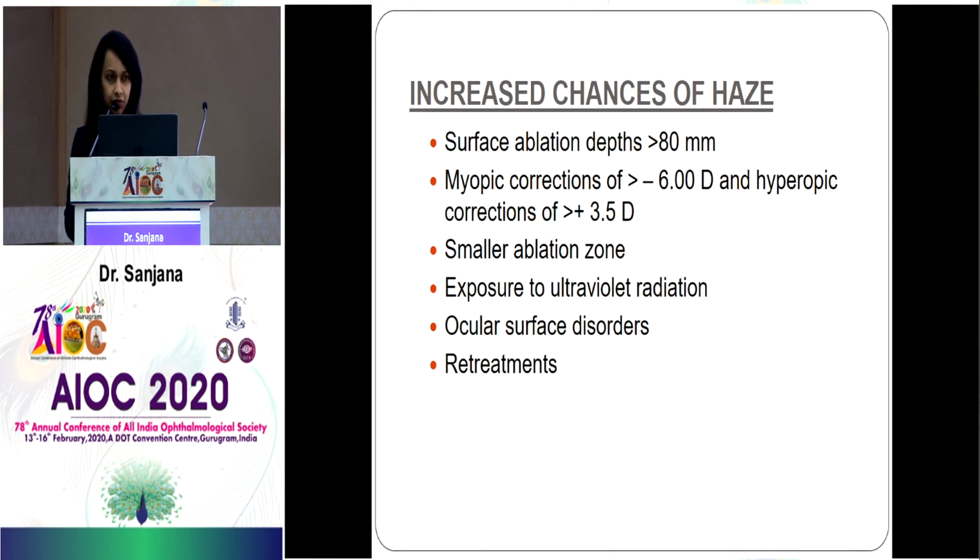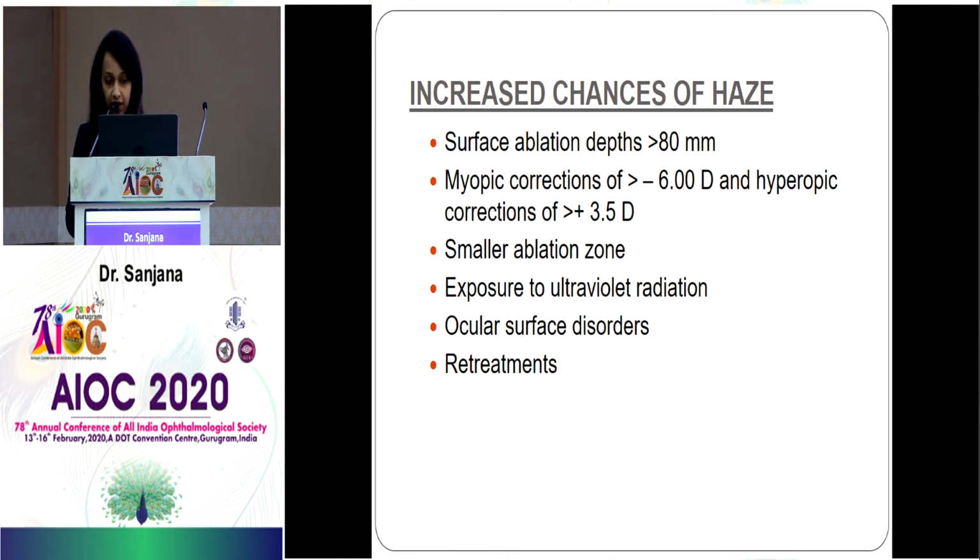So the increased chances of haze happen when we go for a deeper ablation, like more than 80 microns. That's why we usually keep it up to 6 diopters. The deeper we go, the chances of haze will be more. And in cases of myopic corrections, as I said, more than 6 diopters, and hyperopic more than 3.5, the chances of haze are more. And in cases of smaller ablation zone, or when there is excessive exposure to ultraviolet radiation. That's why we always tell our PRK patients to use UV protective glasses after the surgery.